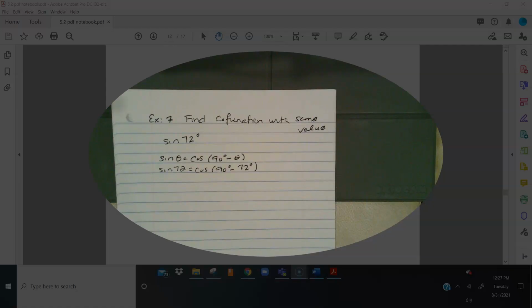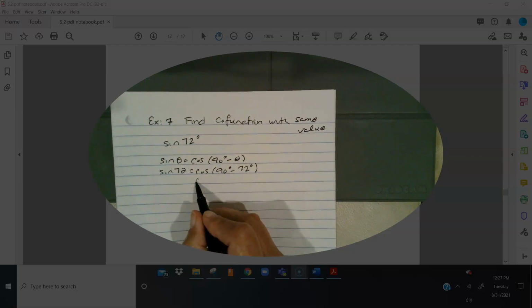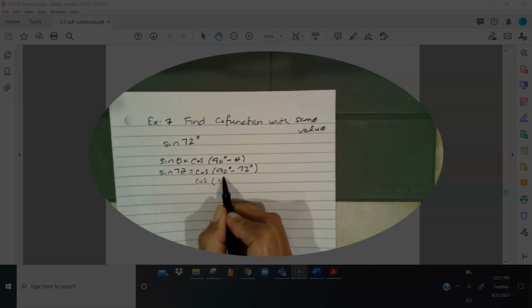And then welcome back. The directions for example 7 are to find a cofunction that has the same value as the sine of 72 degrees. I know, referencing my cofunction chart, that sine of theta is equal to cosine of 90 degrees minus your angle. So I can say that sine of my 72 degrees is the same thing as cosine of 90 minus 72. That means that's the cosine of 18 degrees.